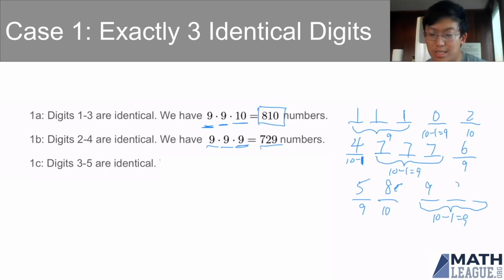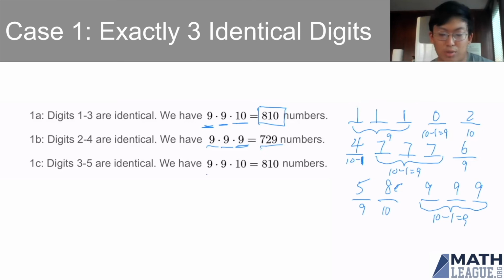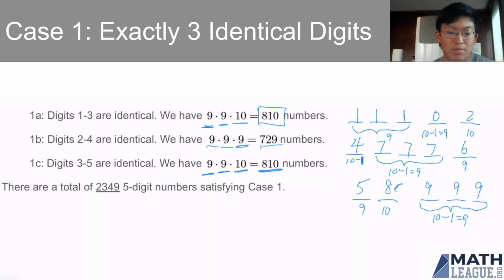Let's say we choose 9, and then that means that there are 9 choices for the first digit, 10 for the second, 9 for the last 3 digits, which gives us again 810 numbers that satisfy subcase 1c. Now, this gives us a total of 2,349 five-digit numbers under case 1 as a whole.